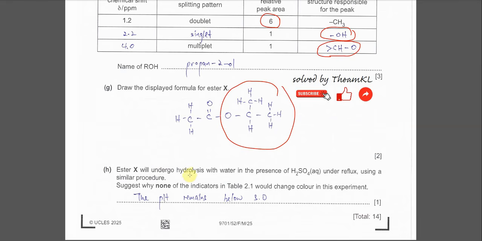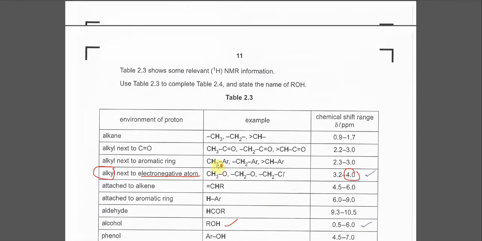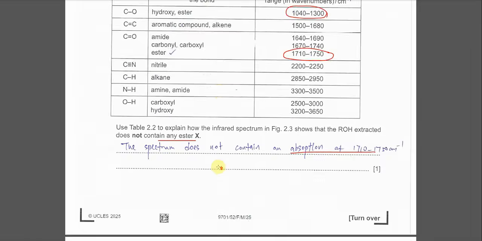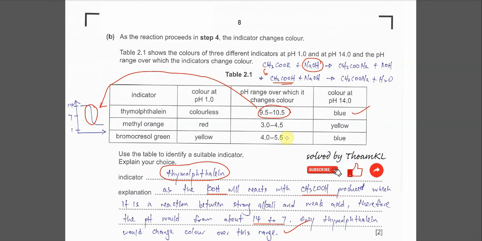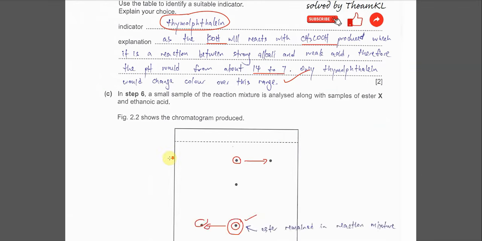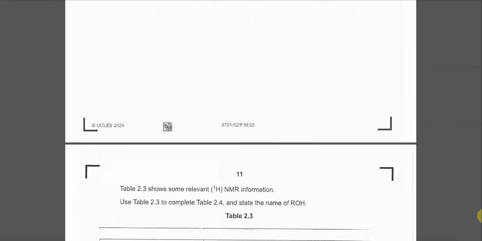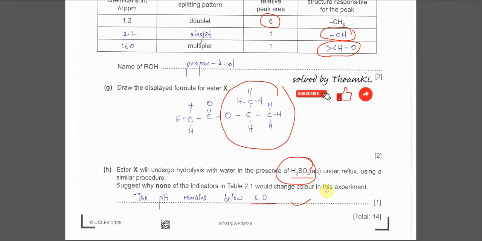Ester X will undergo hydrolysis with water in the presence of a strong acid using a similar procedure. Suggest why none of the indicators in 2.1 would change color. Of course, because this is a strong acid, the pH is always below 3 or 2. The indicators in the table have pH change ranges above 3, as you can check here, so these 3 indicators are not suitable. So it's hard to find indicators for this hydrolysis. That's all. Thank you.